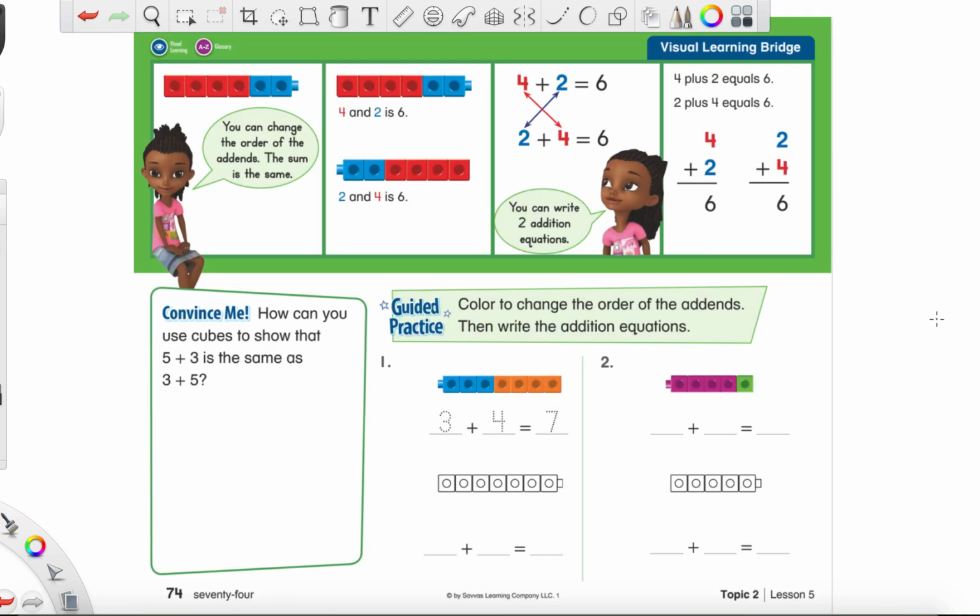All right, here is page 74. We have this little girl showing us how you can flip-flop numbers. And look, they're using arrows just like we did. So they're thinking the same way we are.